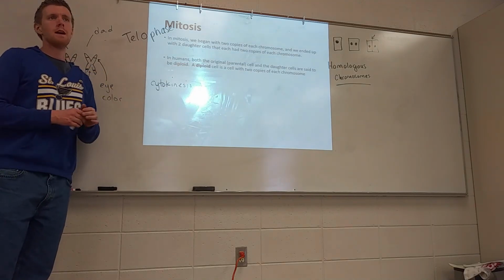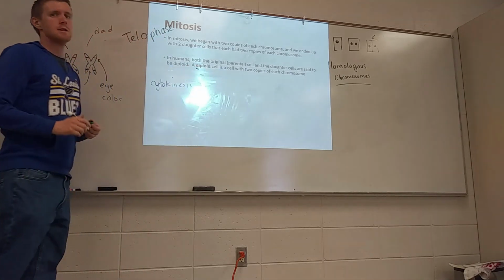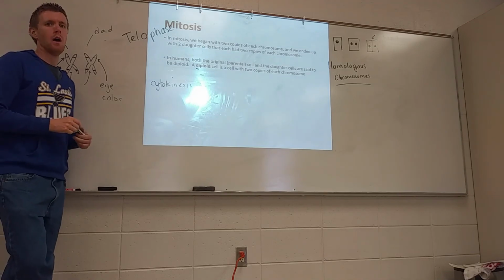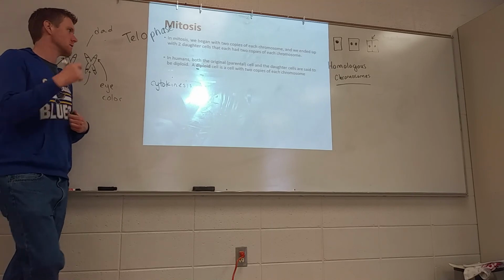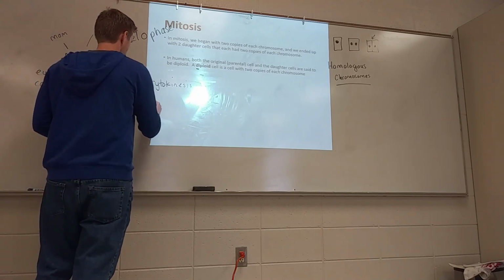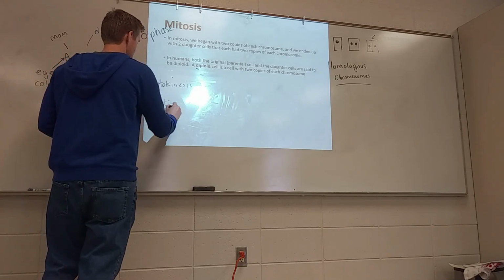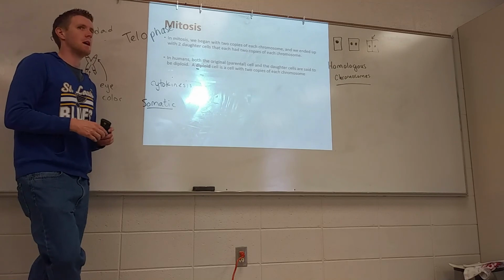The word of the day is diploid. Di means 2. A cell is diploid if it has 2 copies of each chromosome. All of your somatic cells, if you remember that word means body cells, all of your somatic cells are diploid. They have 2 copies of each chromosome.